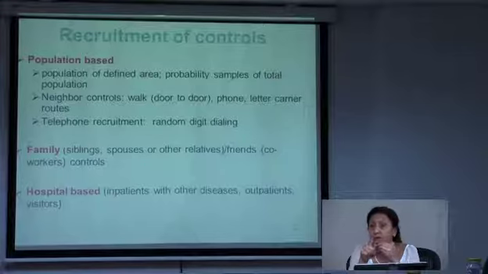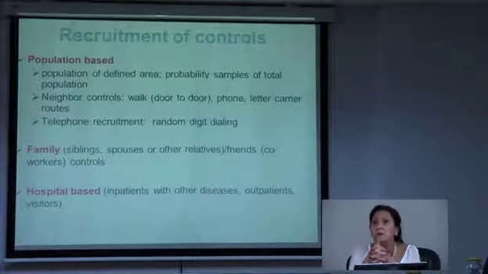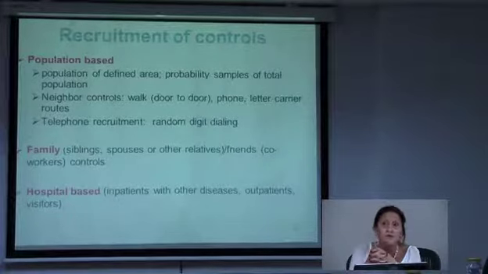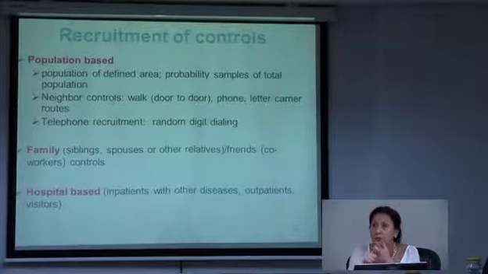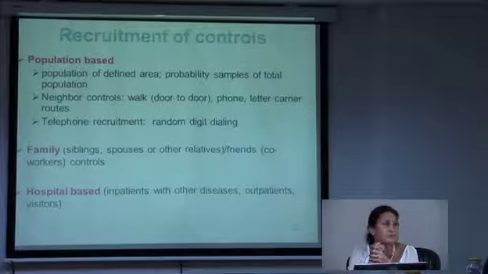The other place is hospital-based, and this is something that's very commonly done in case control studies. We take inpatients with other diseases, outpatients, or visitors. Hospital-based are really good sources of control, and let me tell you why. Why? Let me hear from you. Why could they be good sources?